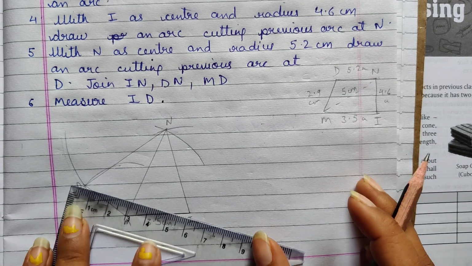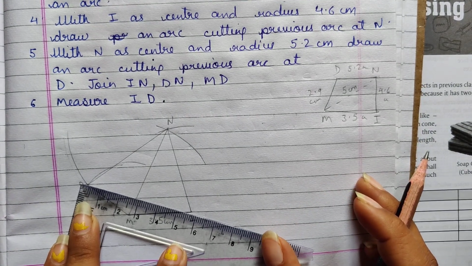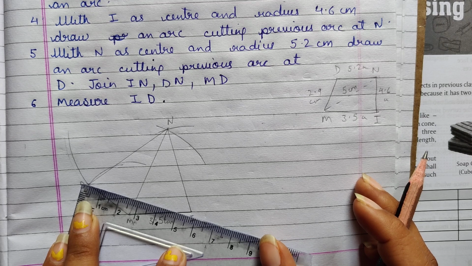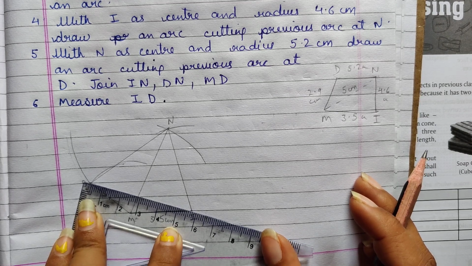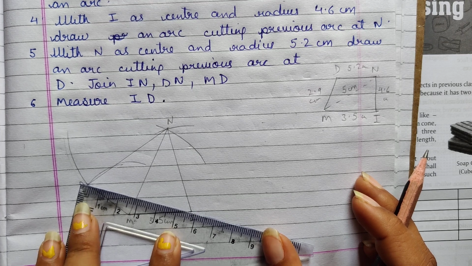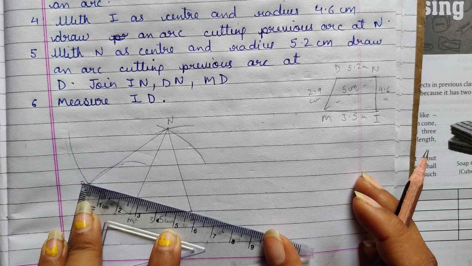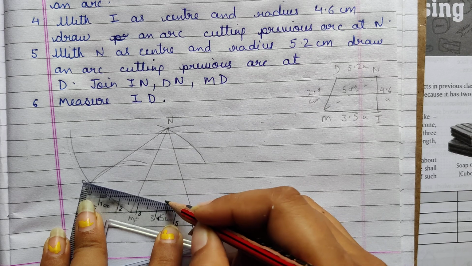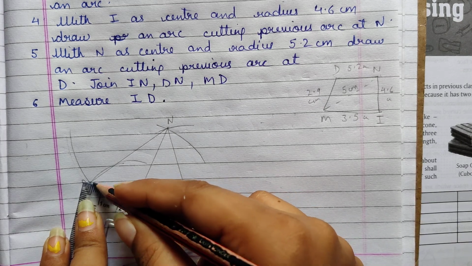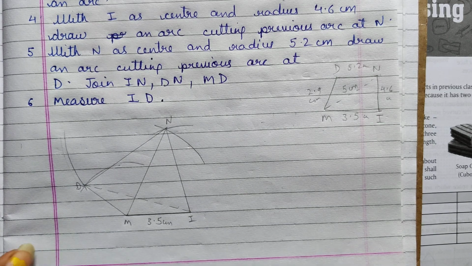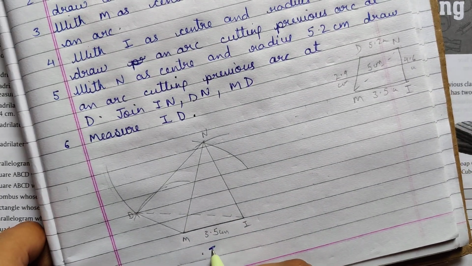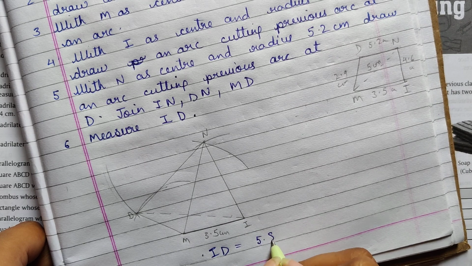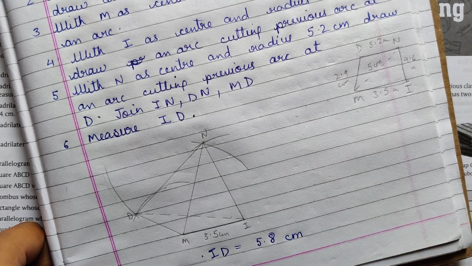The question also asks you to measure the length of the other diagonal. So you put your scale on point D and measure the length till point I. So what I can see is it should be exactly 5.8 centimeter. Draw this other diagonal, and you need to measure ID, and the distance of ID is 5.8 centimeter.